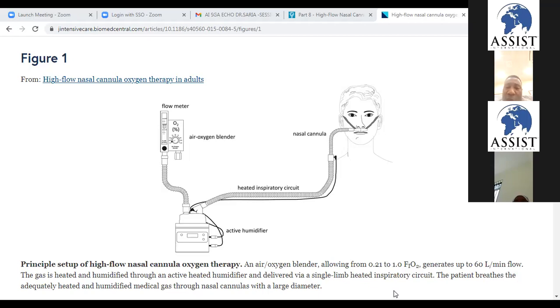Ideally it gives you a fraction of inspired oxygen that can range from 0.21 up to 100%, which is 1.0 if you want to put it in a number.